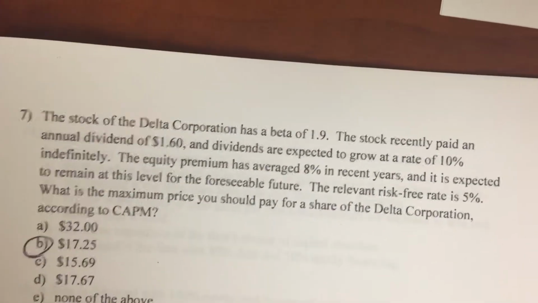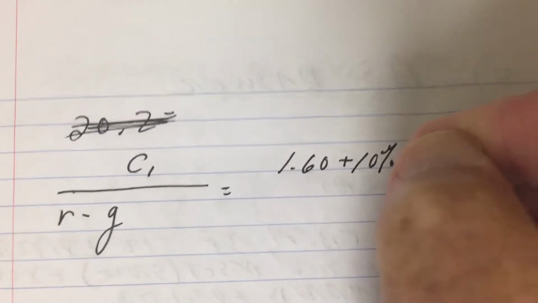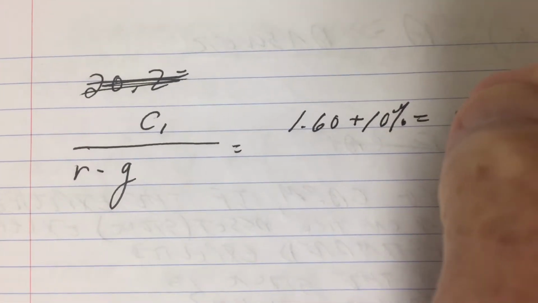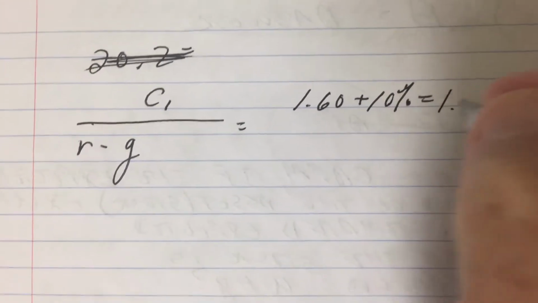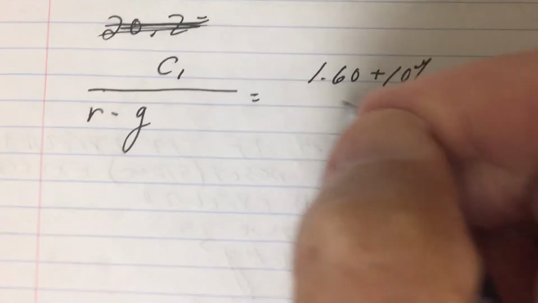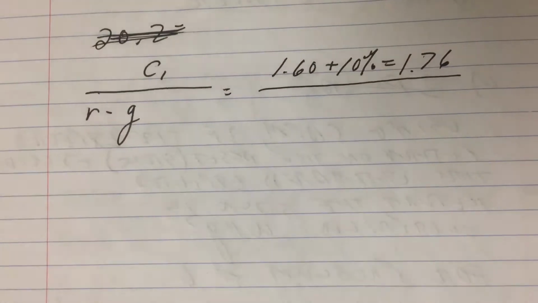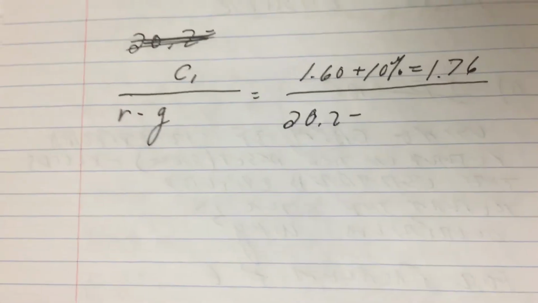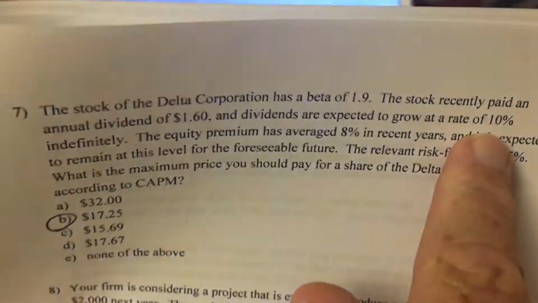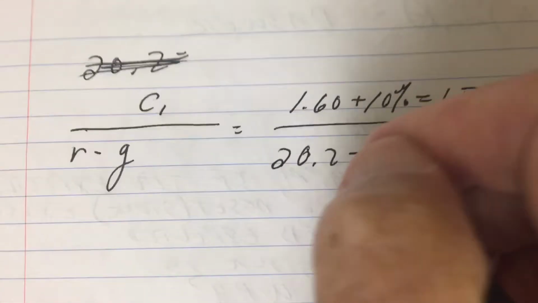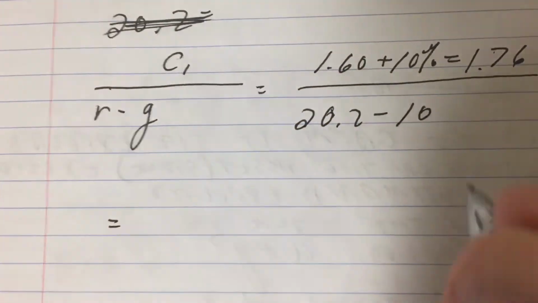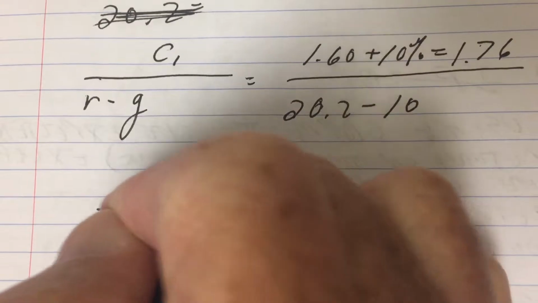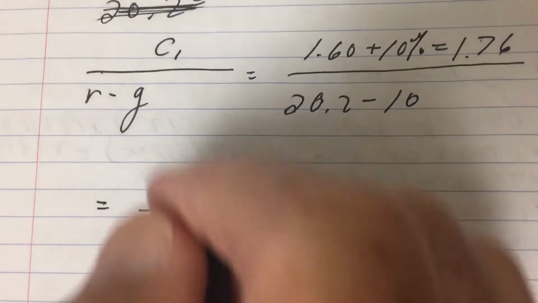So C1 is $1.60 plus 10%, which equals $1.76. And R is the rate we just computed, the return, which is 20.2, minus G. They tell us in the problem that the dividends are growing at the rate of 10% indefinitely, so G is 10%. So now the price of the stock is going to be equal to $1.76 over 10.2.